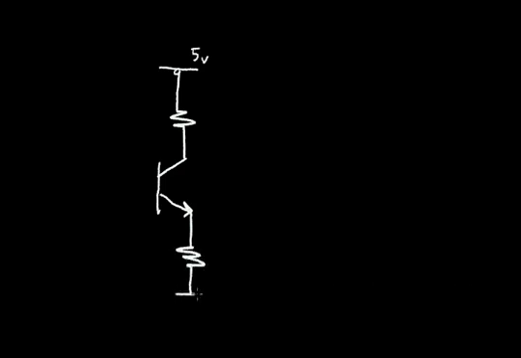Let's say I have a 5-volt power supply. I'll connect a resistor to an NPN transistor. And in the emitter circuit, I'll put in another resistor to ground. And the voltage at the base I'll call Vin. The voltage at the collector I'll call Vout, V0.